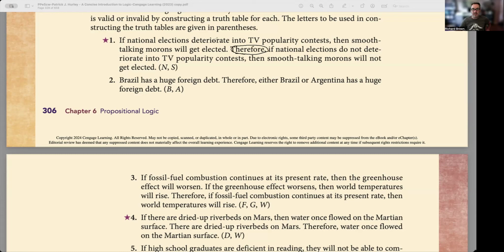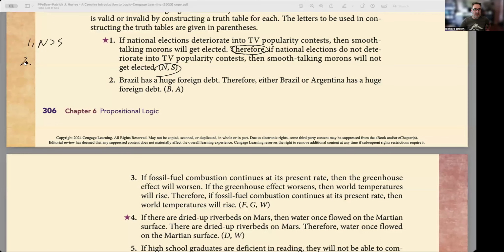It says, if national elections deteriorate into TV popularity contests, then smooth talking morons will get elected. Therefore, if national elections do not deteriorate into TV popularity contests, smooth talking morons will not get elected. And we have N and S that we're going to be using. So we can translate this. The first premise says if N horseshoe S, where N is national elections deteriorate into TV popularity contests, and S is smooth talking morons will get elected.